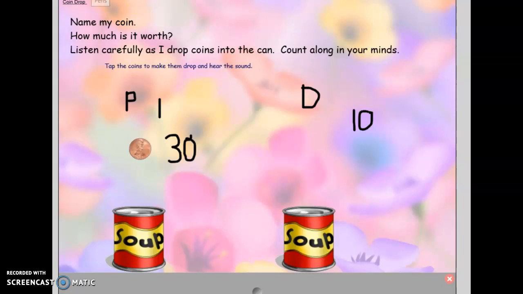Okay, guys, how much was that? That was only 30 cents, and it only took 3 dimes to get there. So both of our values are the same, but we had to have 30 pennies to get there, and we only had to have 3 dimes.